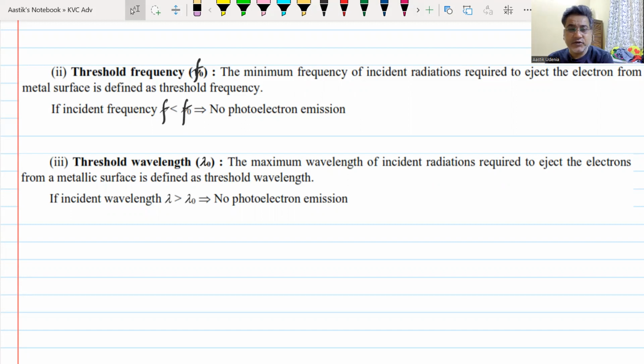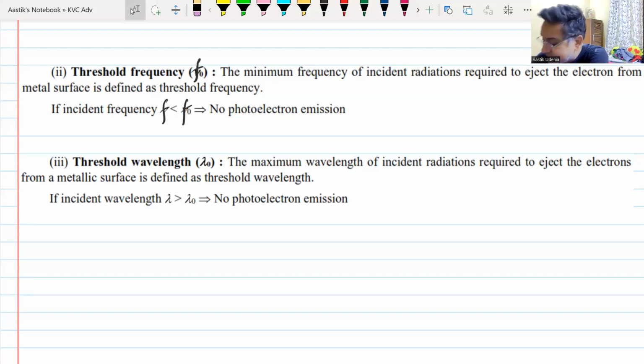To emit electrons from a metal surface, we need radiation of a certain minimum energy. That minimum energy required to emit electrons is the work function. If the energy of the radiation is less than the work function, no electron emission will take place. Now this energy of the radiation depends on the frequency of radiation. E is equal to hf.